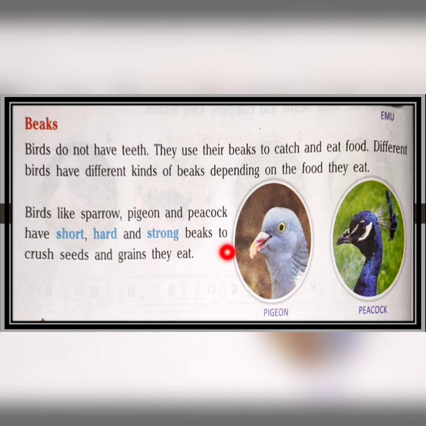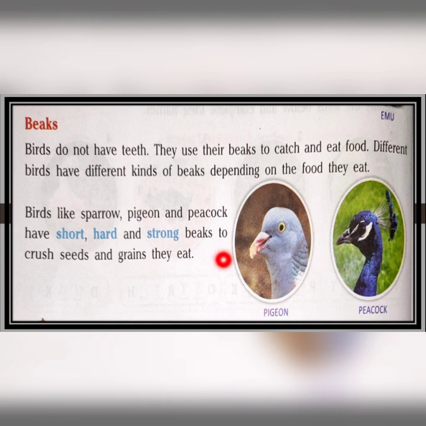All birds have beaks, but they don't have teeth. And what is the function of the beak? Using the beak, a bird catches its food and eats it. Depending upon the food that a bird eats, there are different kinds of beaks in different kinds of birds.